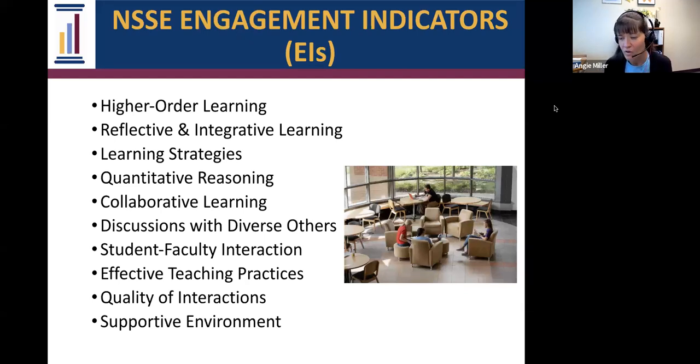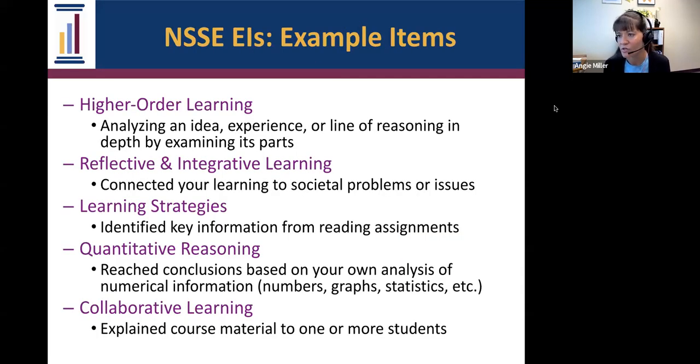So moving on, I've got some examples of what items are under each of these categories to give you a better idea of what we're talking about. An item within higher order learning is examining or analyzing an idea, experience, or line of reasoning in depth by examining its parts. For reflective and integrative, we've got connected your learning to societal problems or issues. With learning strategies, identified key information from reading assignments. Quantitative reasoning, reach conclusions based on analysis of numerical information. And then sometimes we have parentheticals to add a little more description.